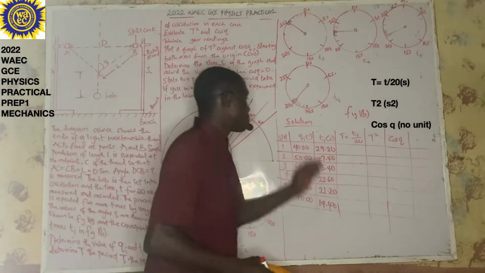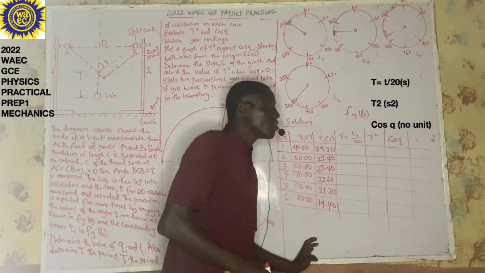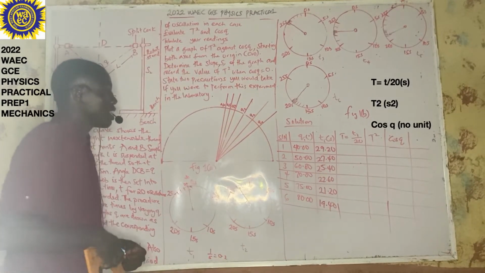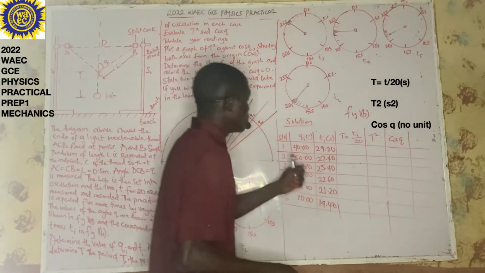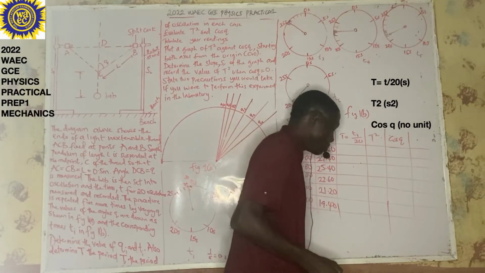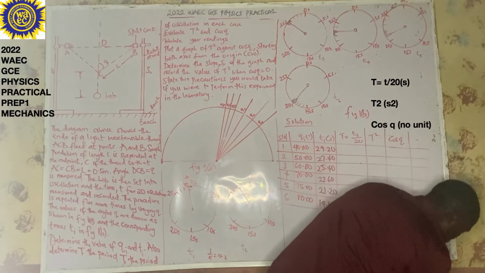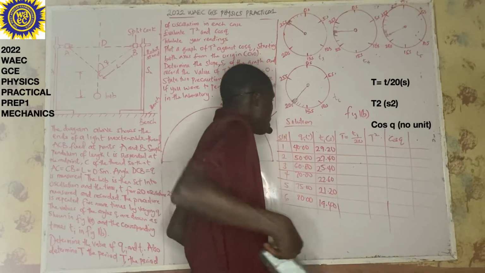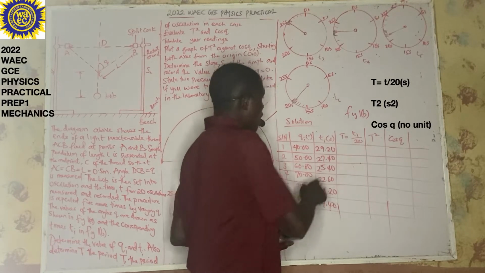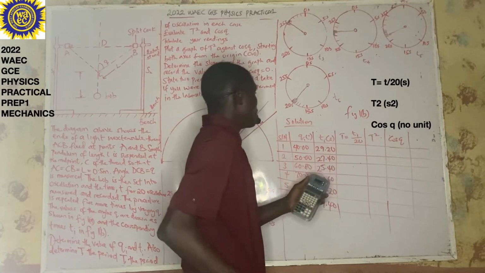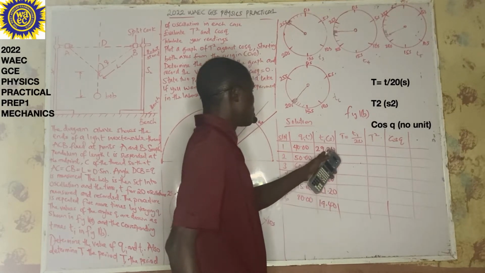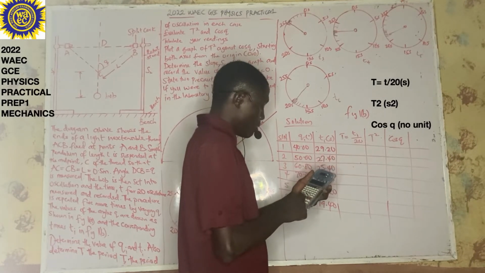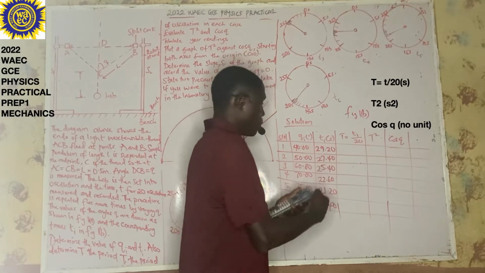So we have successfully obtained the angle and the time for this experiment. Now let's do the evaluation, because we have to evaluate the period and the T squared. Let me put this down and let's use the calculator. Take out your calculator and begin to evaluate. Now this is T1, 29.20 divided by 20 observations.